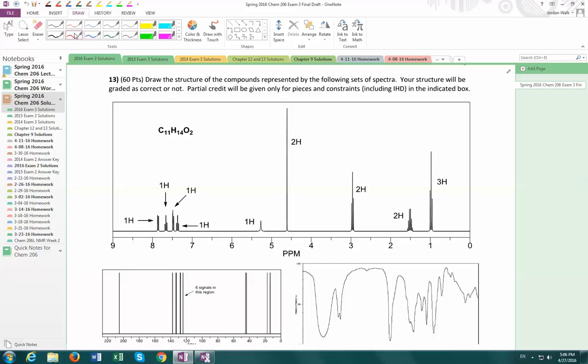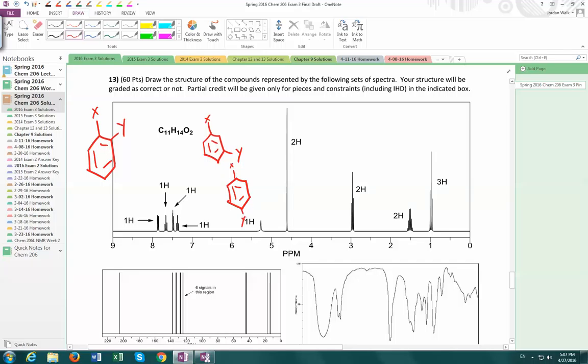Yeah, so we clearly have a di-substituted benzene because we've got 4 total benzene protons down in the 7 to 8 region. So remember, we've got 3 possibilities. We could have that, or we could have that, or we could have that.